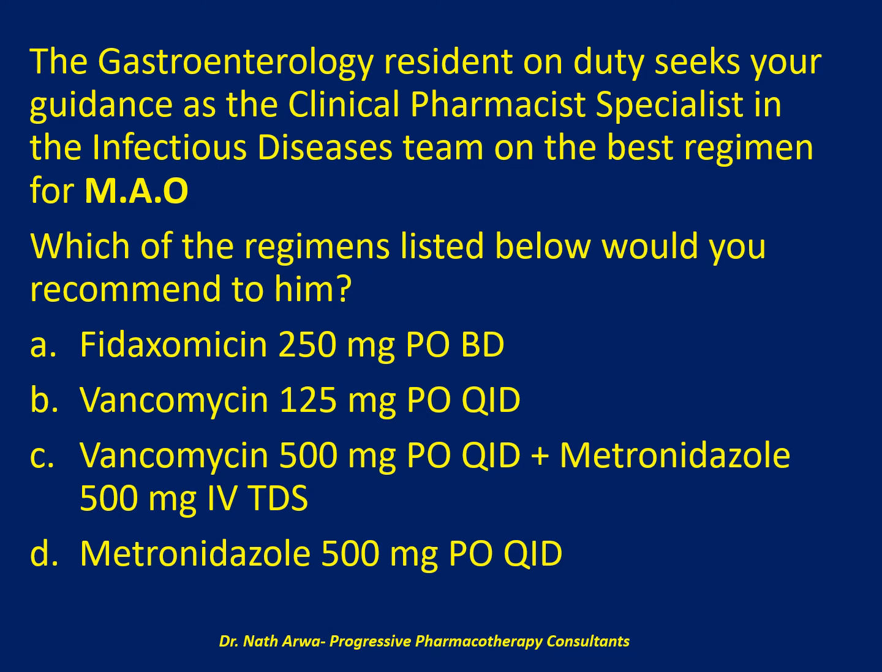Would it be fidaxomicin at a dose of 250 milligrams orally twice daily? Or would it be vancomycin at a dose of 125 milligrams orally as a suspension every 6 hours? Or would it be 500 milligrams of vancomycin suspension orally 4 times daily plus metronidazole infused at a dose of 500 milligrams thrice daily? Or would you settle for oral metronidazole at a dose of 500 milligrams administered orally 4 times daily? I'll give you 10 seconds to choose the correct regimen.